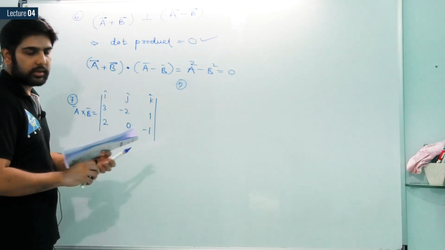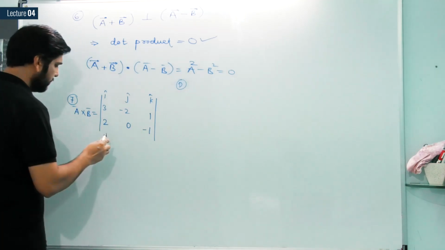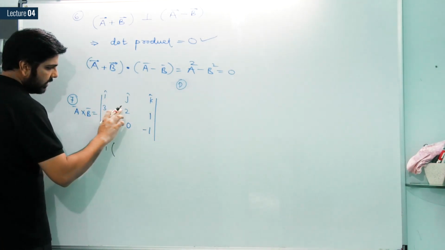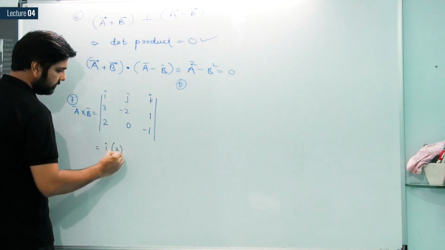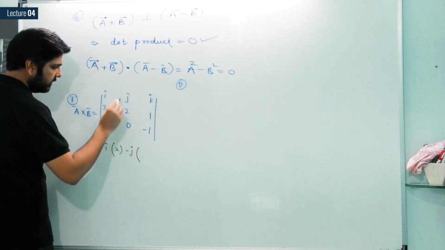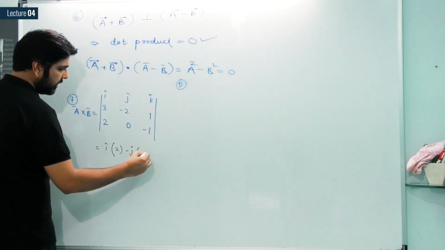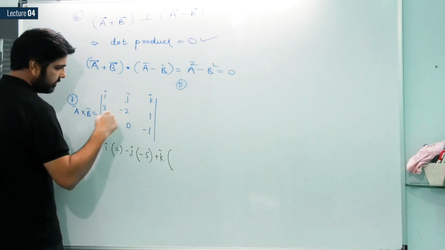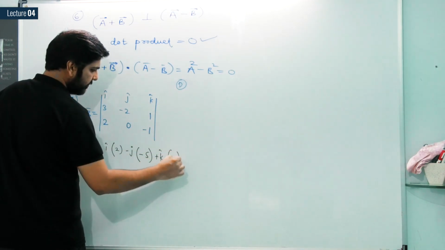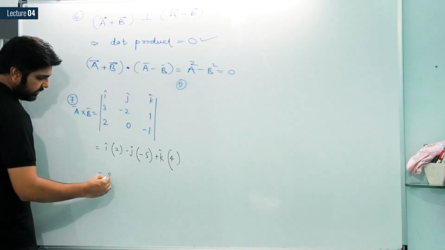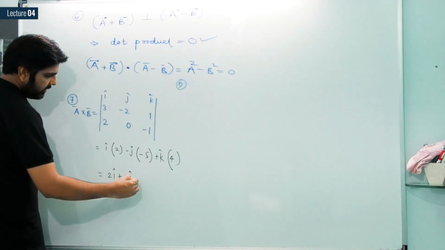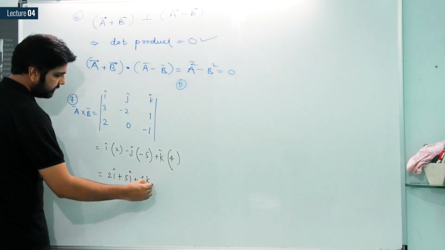Fine. So firstly we need to evaluate A cross B. So it is I plus 2, minus J times minus 3 minus 2, minus 5, plus K times 4. Fine. So what I am having is 2I plus 5J plus 4K.